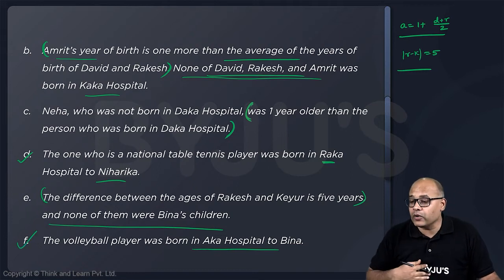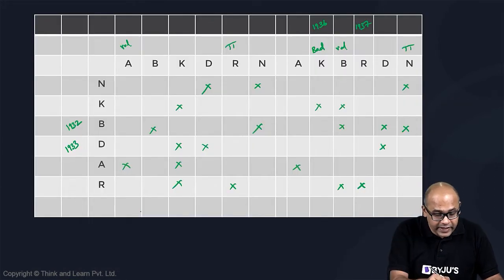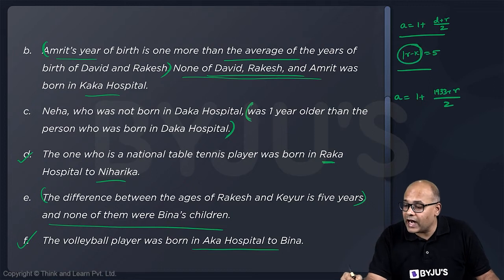So now let's start looking at what could be the value of D and R. So we already got the value of D, I believe. D is 1933. So take a look at it. So A should be (1 plus 1933 plus R) by 2, whereas R minus K is 5.